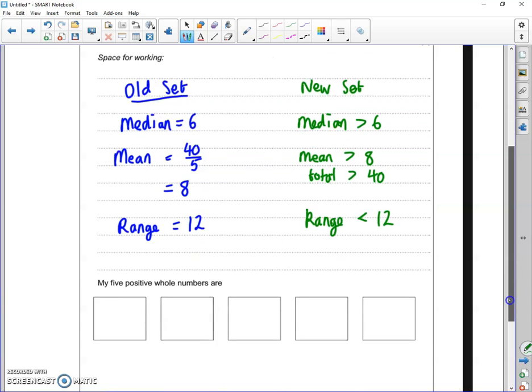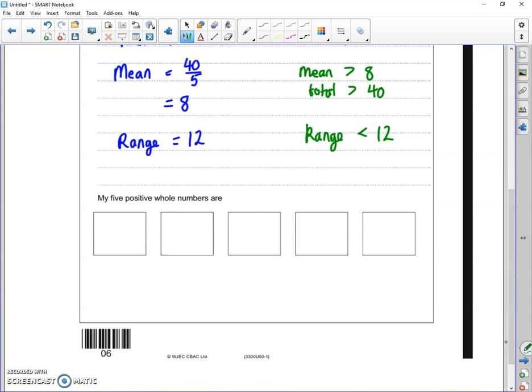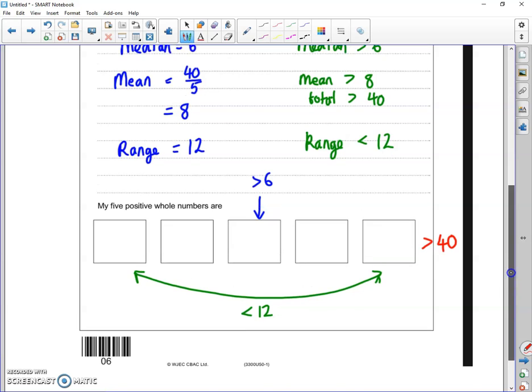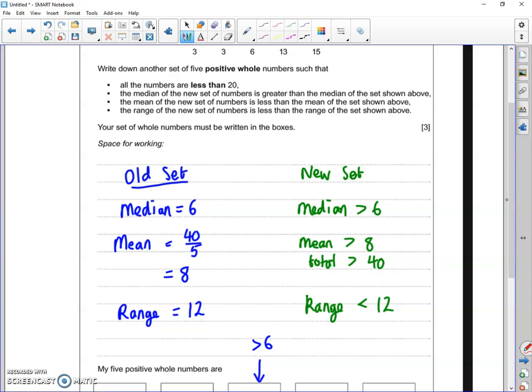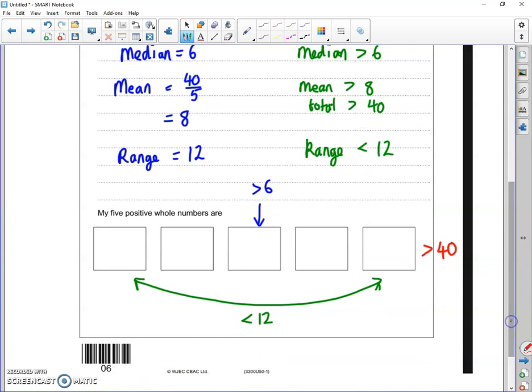So your range has to be less than 12, your biggest take away smallest. If I put it down here, now remember there's loads and loads of possible answers. As long as the gap between those two is less than 12, as long as your middle number is greater than 6, and as long as the total adds up to more than 40, you're going to get full marks for this question. It's only worth 3 marks, so it shouldn't be too hard to find a set of numbers that fit all of those rules.